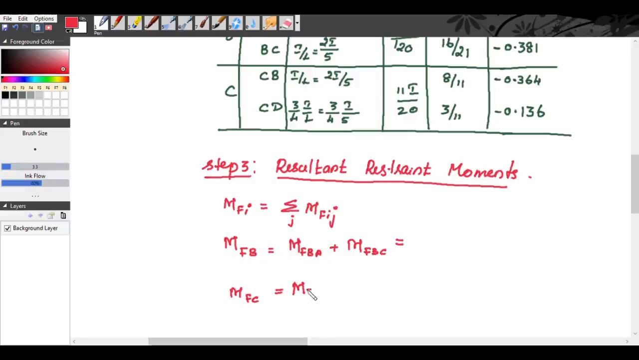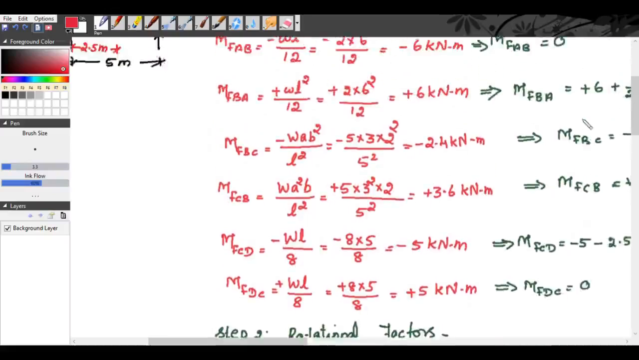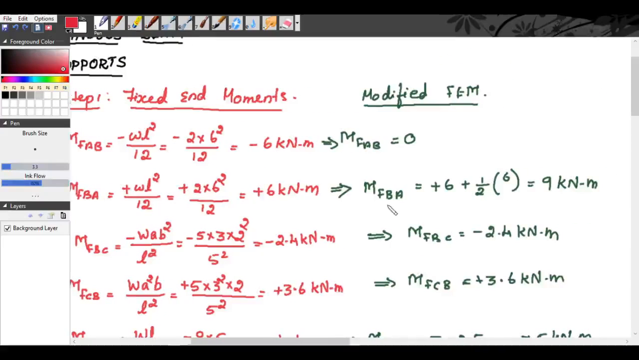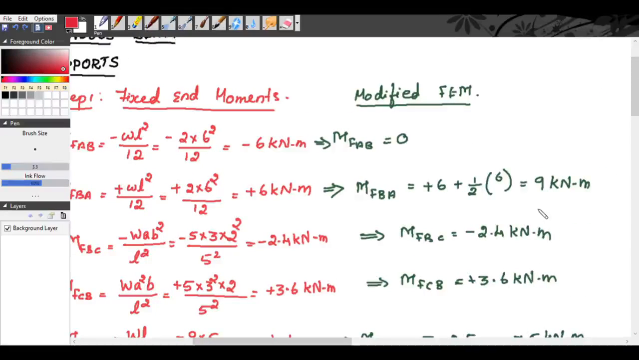Joint B: the members meeting at joint B are BA and BC, so at B we have MFBA plus MFBC. At joint C, we have MFCB and MFCD, the fixed end moments of the members joining at C. Here we have to take the modified fixed end moments: M of BA plus M of BC.